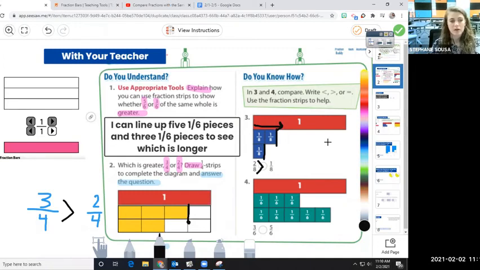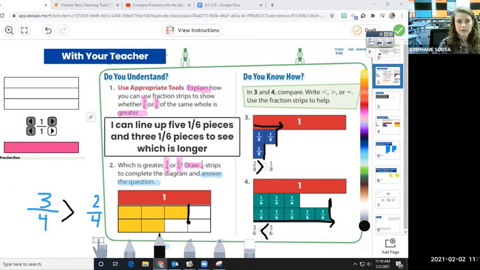Alrighty. Number 4, it says 3/6 and 5/6. Here's my 3/6. Here's my 5/6. 5/6 is longer. It goes all the way here. This space is empty. So 3/6 is less than 5/6. Remember, that comparison symbol is always open to the larger piece, like a hungry alligator. It wants to chomp the biggest bite. Any questions on that?